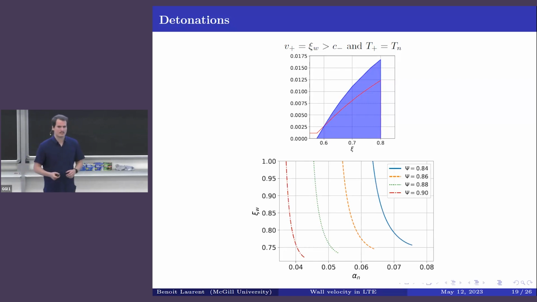This is a bit surprising because alpha, like I said, is proportional to the vacuum energy that you release, and it is really this vacuum energy that drives the expansion of the bubble. So now you're telling me that if I increase the pressure on the bubble, it will actually slow down the wall. And in fact, this is a sign of an instability. We will see in the next slide that, yes, these solutions are actually unstable.